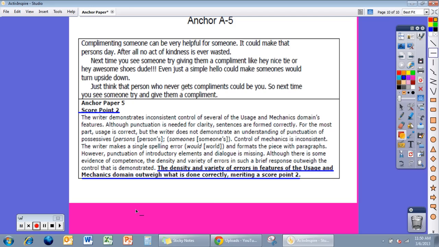So hopefully that shows you a little bit about what else you need to do on the essay paper, what the rubric's going to look like, and what they're looking for so that you can get a 4 and do the best that you can possibly do.